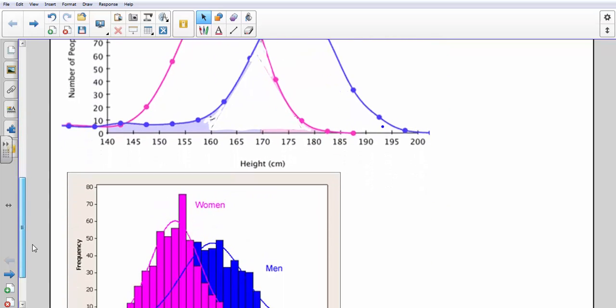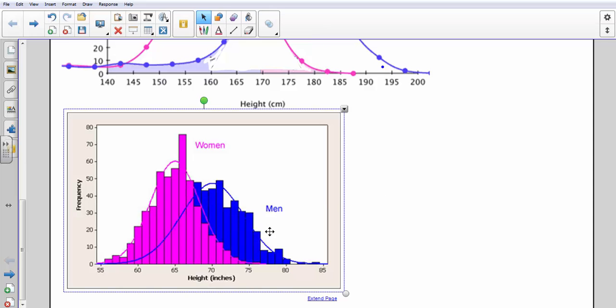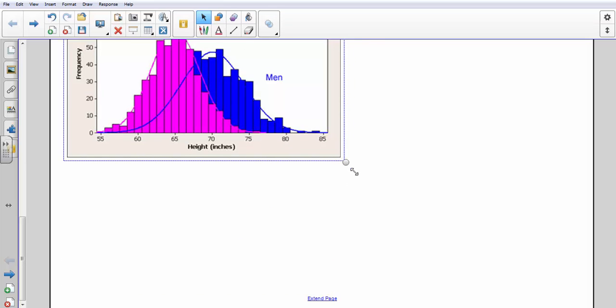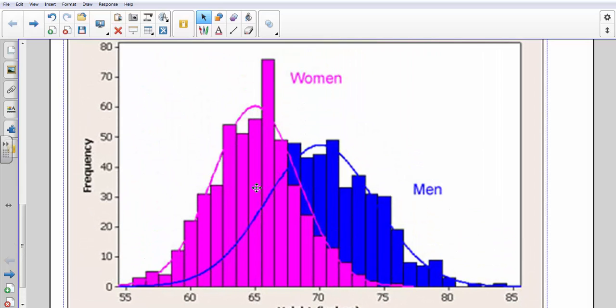The key to understanding, though, is that even though we draw the normal distribution as a nice smooth curve, it comes from something more like this. So the idea is that if we've graphed the entire population in some sort of a histogram, we have this general idea of this basic shape.